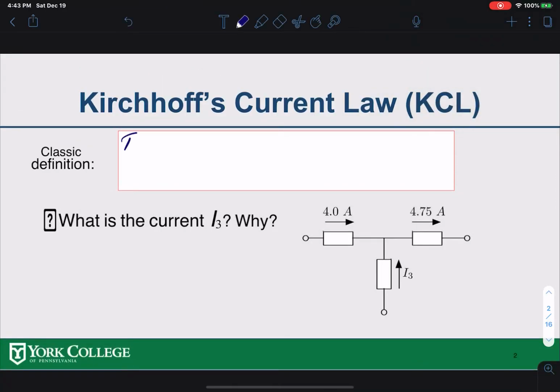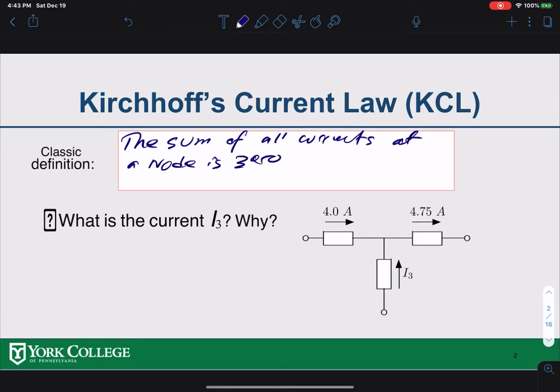So the sum of all currents at a node, you know what a node is, is zero. What it means is, if we add all the node currents, let's do it this way, k equal to 1 through n, the sum should be 0, right?